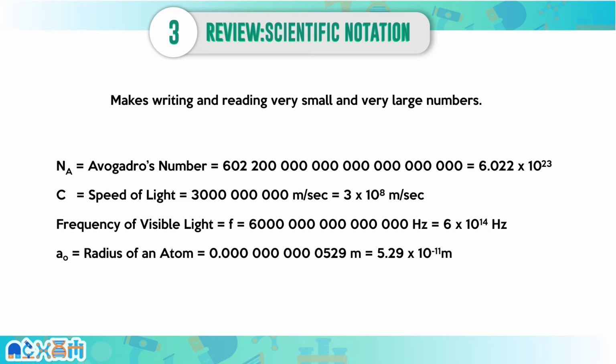You also have the radius of an atom. A very, very small number. That's why it's 529 meters and a lot of zeros before. So that's the purpose of scientific notation in a nutshell.